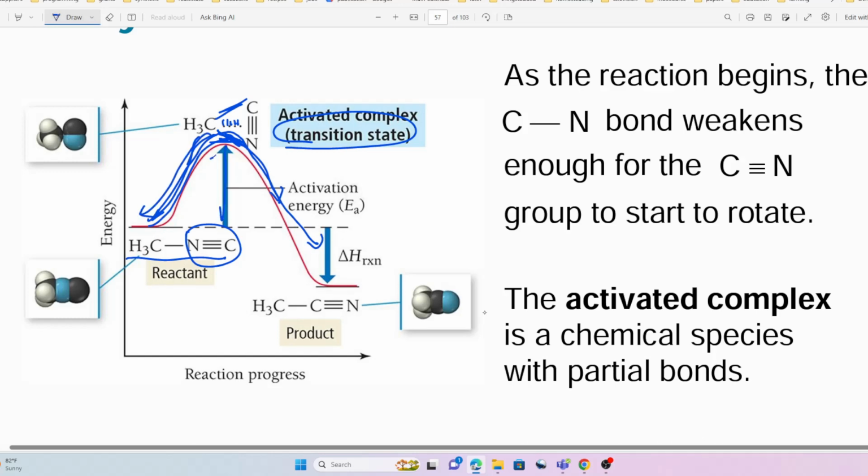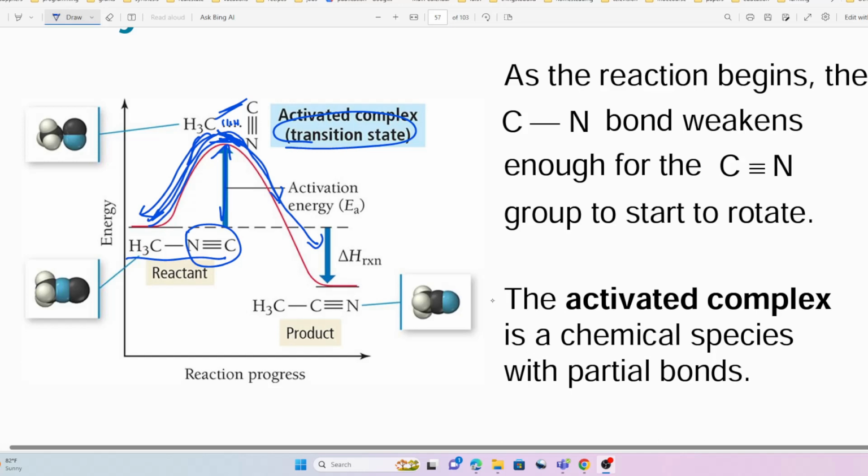So the height of this energy barrier, which indicates how much energy is required to overcome that energy barrier, indicates how easy the reaction is for the starting materials to form products. So more energy would therefore lead to a slower reaction.